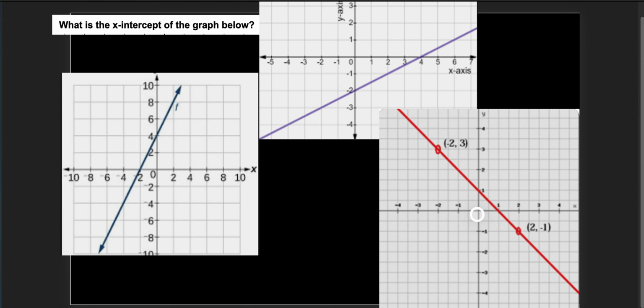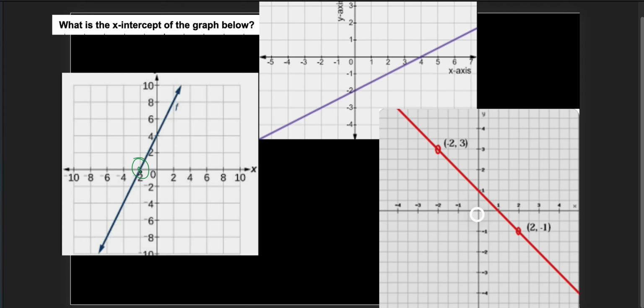Now what we look at next is the x-intercept. You'll be asked what is the x-intercept of the graph. You'll be asked this on one graph, but I put a few for us to practice. For this blue line here, the x-intercept will be where it crosses the x-axis. Intercept in math is just like it is in football, interception.